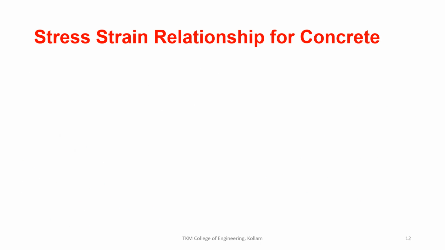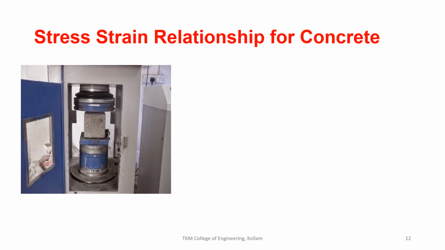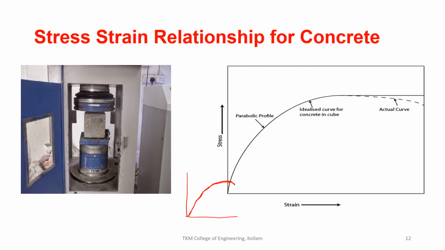Okay. Now we will discuss the stress strain relationship for concrete. When we do the compression testing of concrete in the lab and plot the stress strain variation, that is stress on the y-axis and strain on the x-axis, we will get a stress strain variation which is completely parabolic. We will get the actual curve of the stress in this form. That is, this is the actual curve. So you can see the actual curve is completely parabolic.